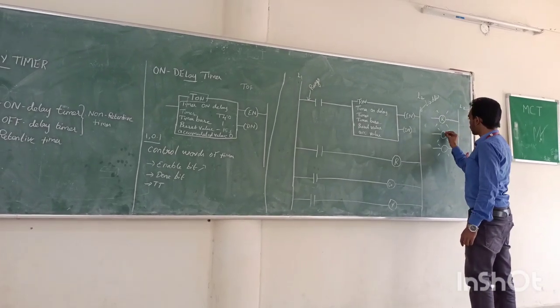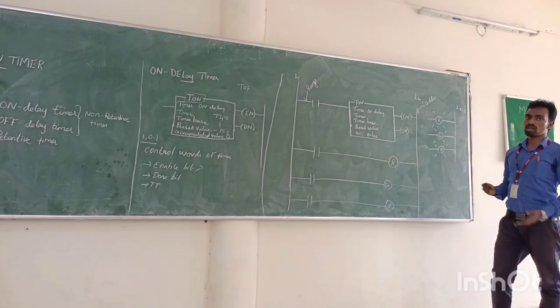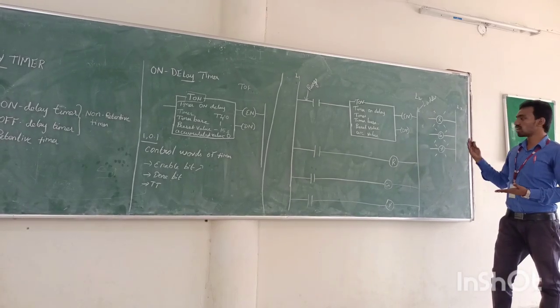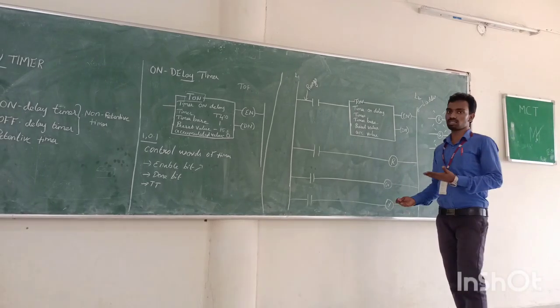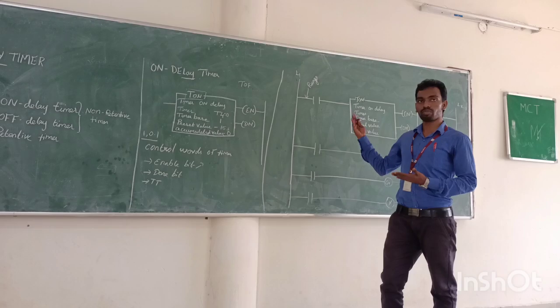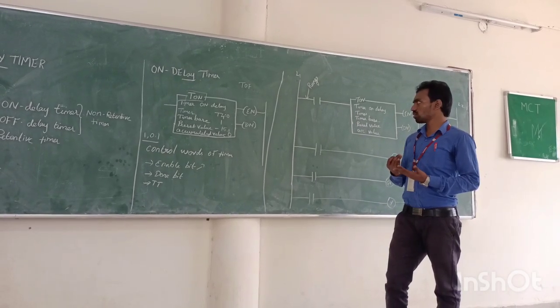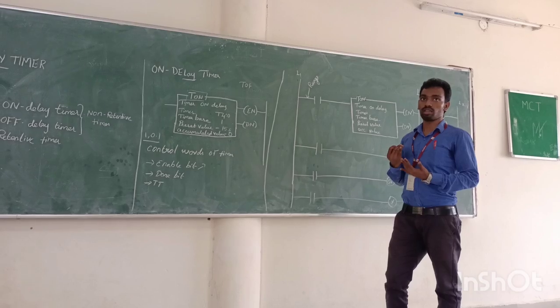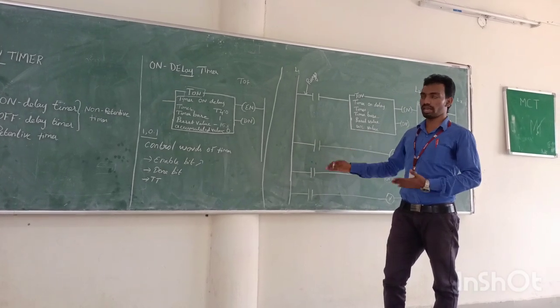Some of the output devices are a pilot lamp, horn, and solenoid valve, and the alarm. These are the examples for output devices. For input devices, we are using switches and sensors. Switches means limit switch, pressure switch, and temperature switch. These switches are examples of input devices.